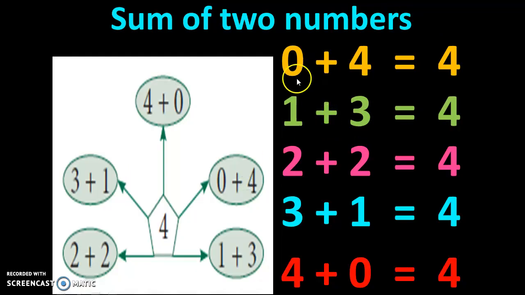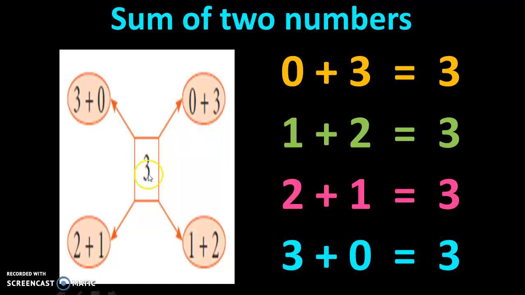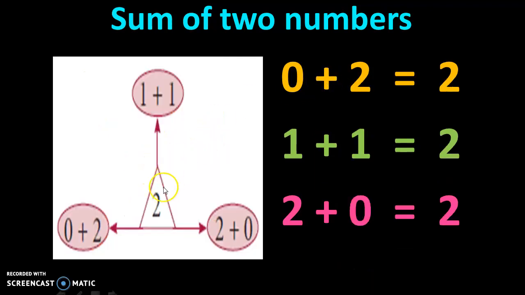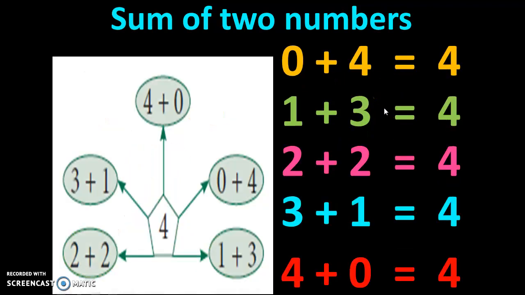Now next is 0, 1, 2, 3, 4 and the backward counting from 4, 3, 2, 1, 0. The first thing we should know is we should start always from 0. What number is given? Here 4 is given. So 0 plus 4. But here it is 3. So 0 plus 3. Here it is 2. So 0 plus 2. Always start with 0 plus that number. Here 0 plus this 3. And here 0 plus 4.